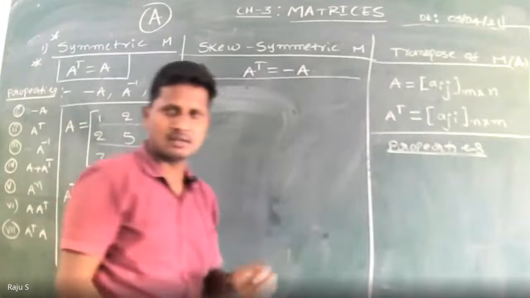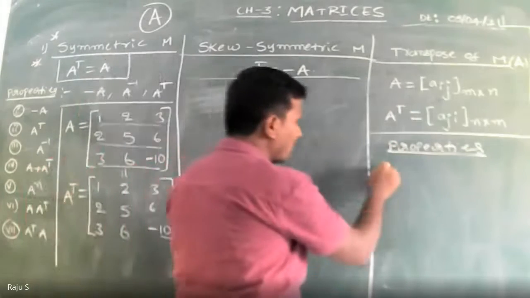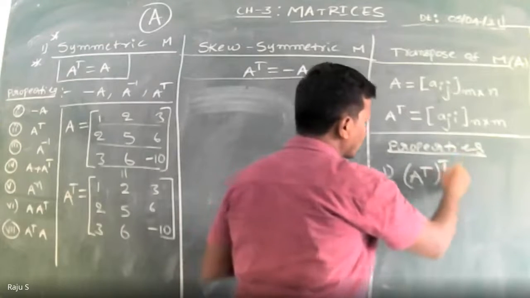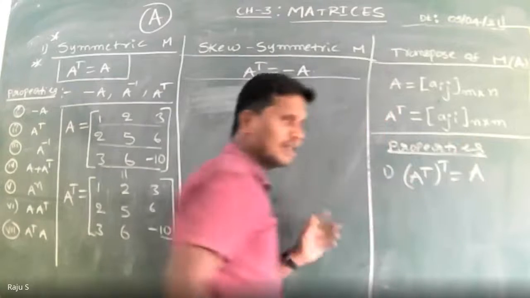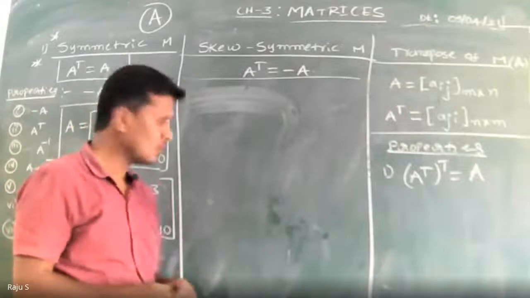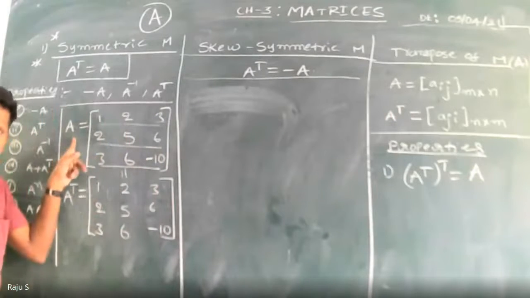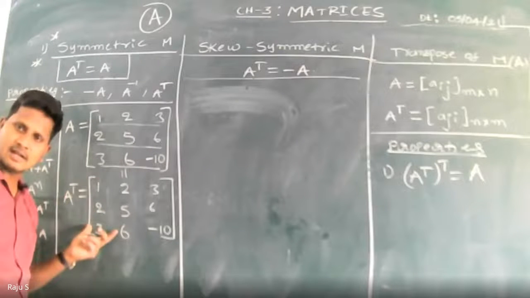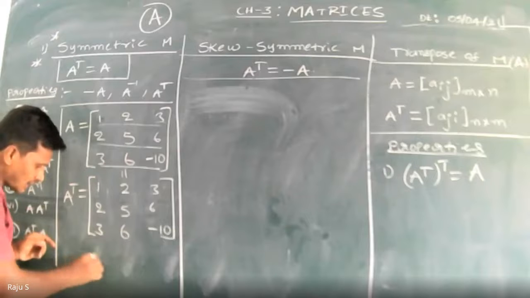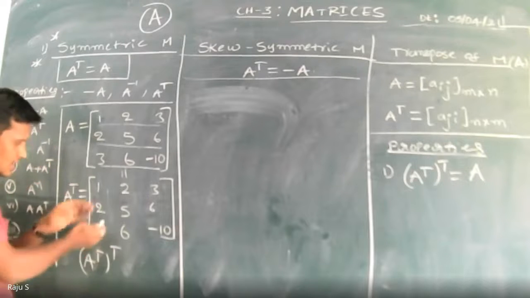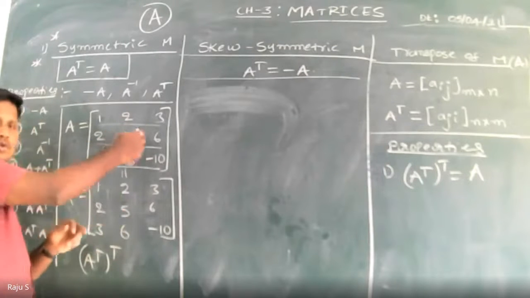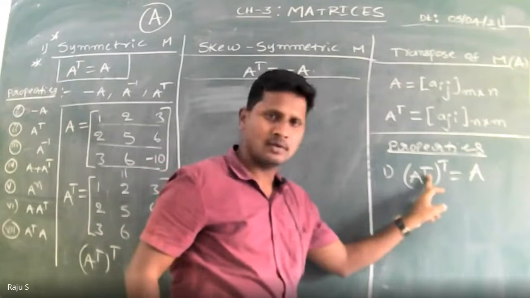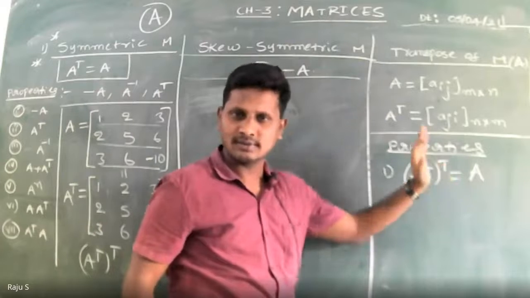The first and important property is that A transpose, whole transpose, is equal to the matrix A again. Look here, this is the matrix A, and this is A transpose. Again, you can find A transpose whole transpose here. Interchange again, and we get the same matrix. Nothing but A transpose whole transpose is clearly equal to A.